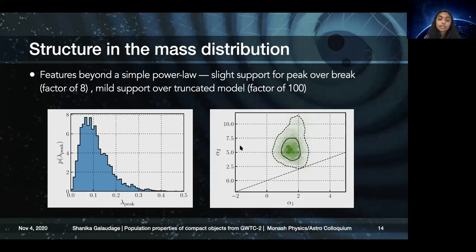It has support away from zero, which suggests that there is this structure of a peak. Similarly, if we look at the right plot, this is a plot of the two slopes, alpha 1 and alpha 2, which represent the slope index of our two power laws. And the majority of the support is away from equal slopes, meaning that these slopes are different. They're not the same. So it suggests that there is support for this break-like structure. Our conclusion here is that our mass distribution isn't explained by just a simple power law anymore.